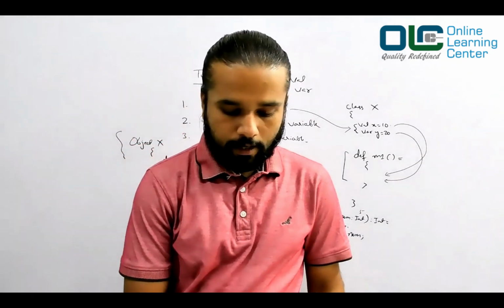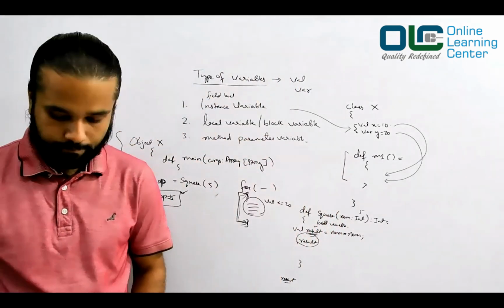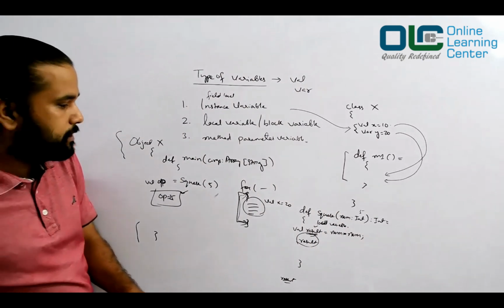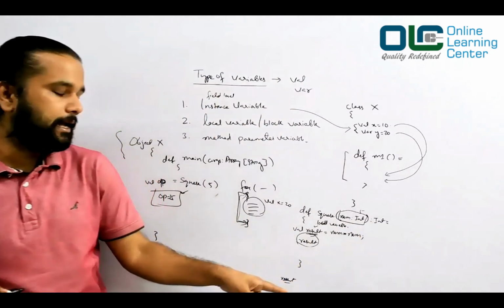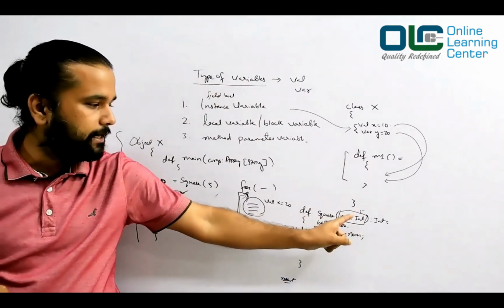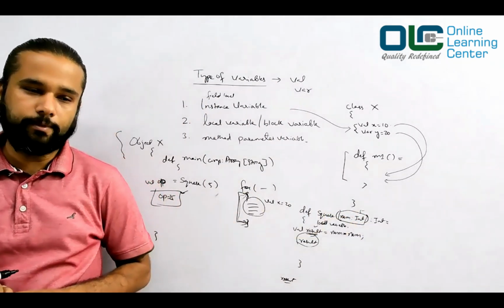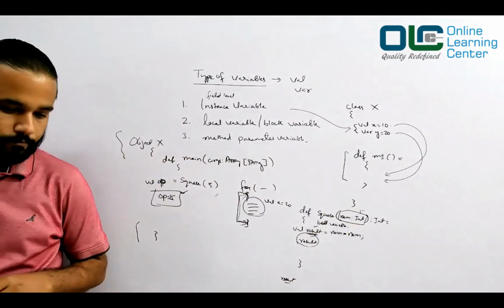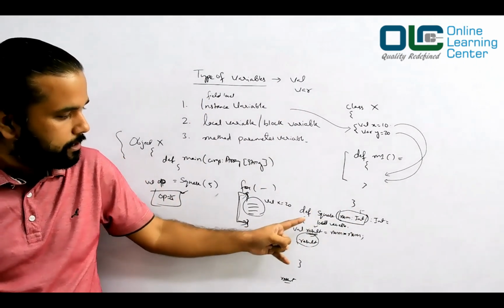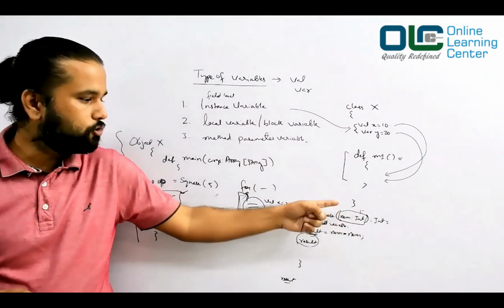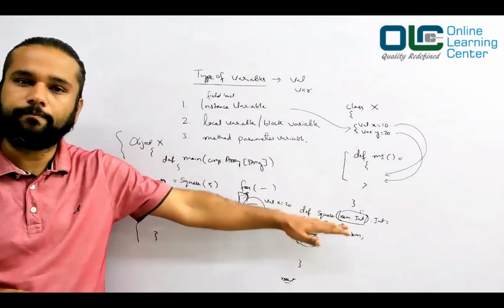Now I'll move to the next type of variable, that is a method parameter variable. So what is a method parameter variable? This is called a method parameter variable. The variables which you write inside your method while defining a method are called method level variables. Another thing is these variables have a scope only within this whole method, right? Because this variable is defined for a method, the scope of this variable would be only till this method.